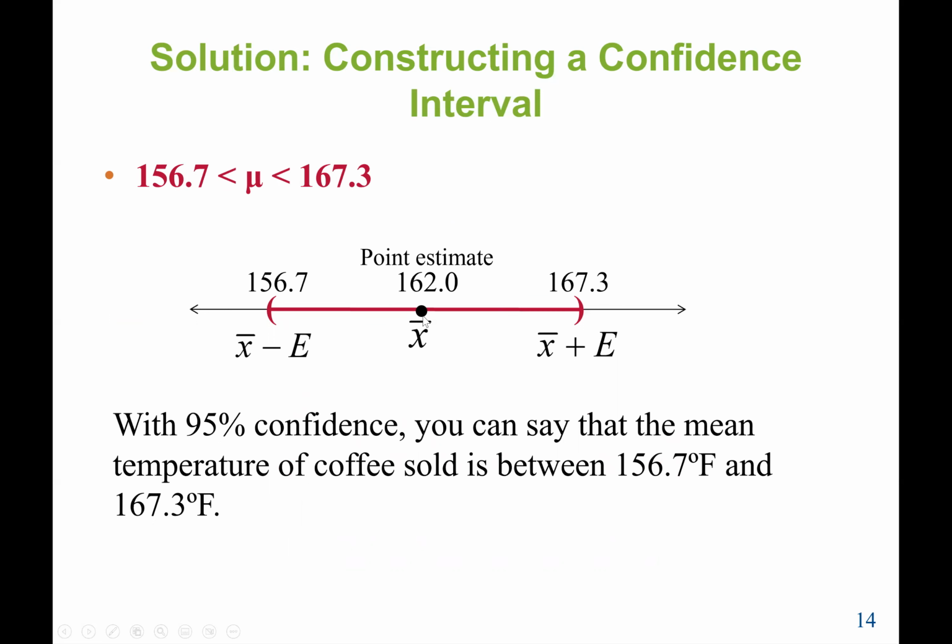So that's the value we have. We plot our point estimate, which was 162, and we got the left endpoint and the right endpoint. So we are 95% confident that the mean temperature of the coffee sold is between 156.7 and 167.3. The point estimate that they gave us was 162.